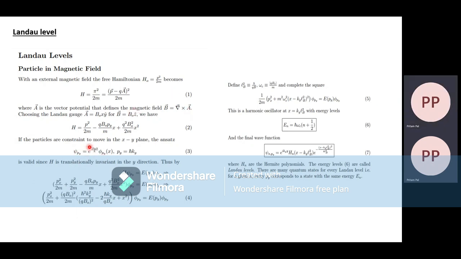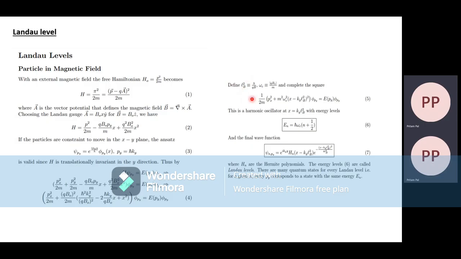So that will become e to the power i Py y by h cut times phi Py of x, where Py is simply h cut ky. So it's valid since H is translationally invariant in the y direction only. So that's why we simply write this thing. You can also do the calculation by yourself just to verify.